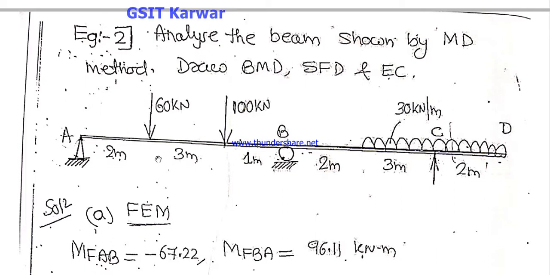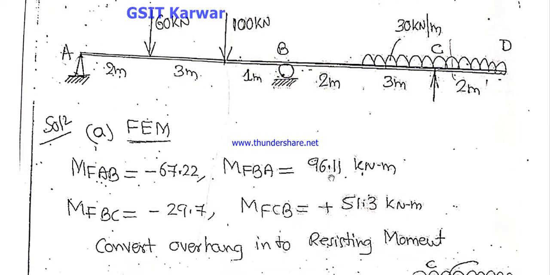Before starting the solution, you can analyze the given continuous beam, the support conditions, the loading conditions, and also the given span. See here, the support A is hinged support, support B is roller, and support C is simply supported, and the span CD is an overhanging span. This is the given problem. Let us see the solution for this.